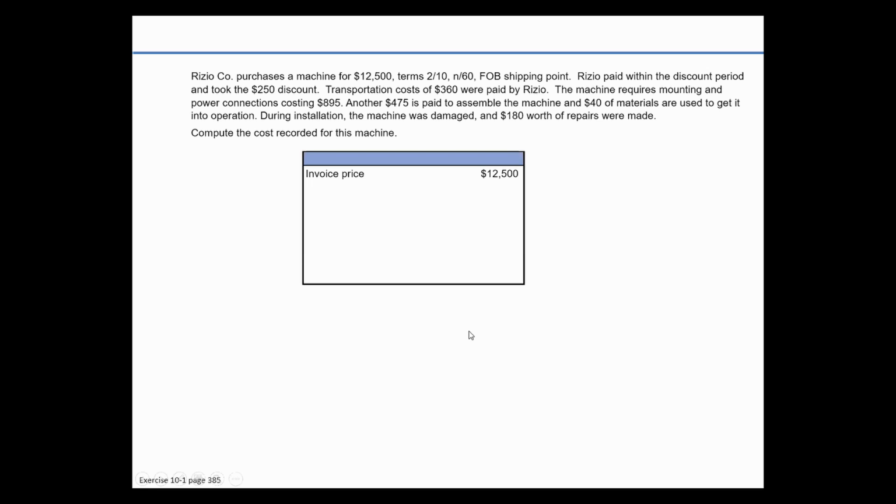The invoice price of the machine, we said, was $12,500, but we are going to have to deduct the cash discount because we paid it within the 10 days. So $250, we'll subtract that. So the net price of the machine is $12,250. And then the freight to get it to us was $360. The mounting and the power connections were $895 to have those installed. To have it assembled at our site is another $475. The materials used to get the machine in operation was $40. And so the total machine cost is $14,020.